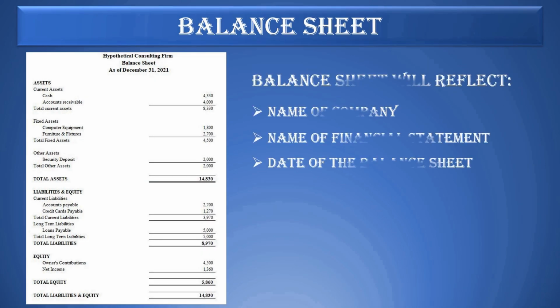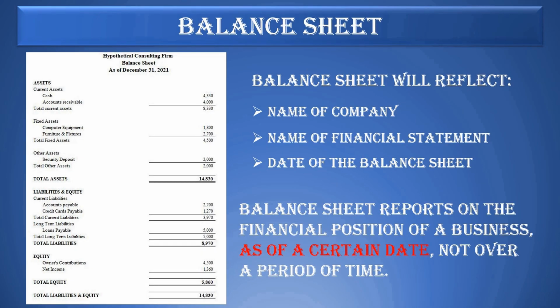We have the heading on top, which is comprised of 3 lines. Name of our company, which is hypothetical consulting firm. Name of the report, which is balance sheet, and the date as of which the balance sheet is prepared. Make sure to distinguish how the date reflected on the balance sheet is different from the income statement, which reports on operations over a certain period of time. Balance sheet reports on a financial position of a business on a certain date, not over a period of time.